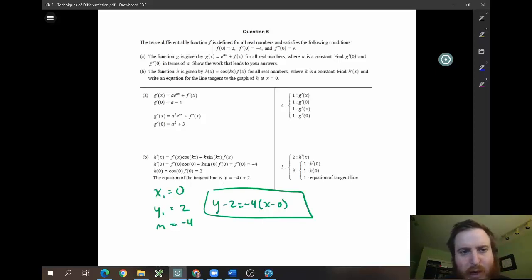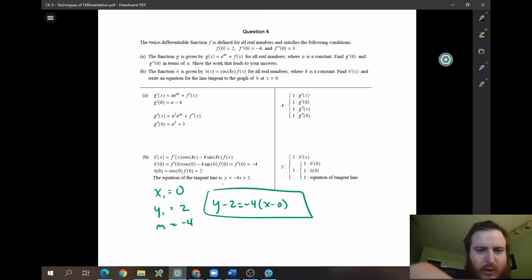But anyways, this one says the twice differentiable function f is defined for all real numbers. And we're given f of 0 equals 2, f prime of 0 equals negative 4, and f double prime of 0 is 3. So they give us the function g of x equals e to the ax plus f of x. They want us to find g prime of 0 and g double prime of 0 in terms of a.